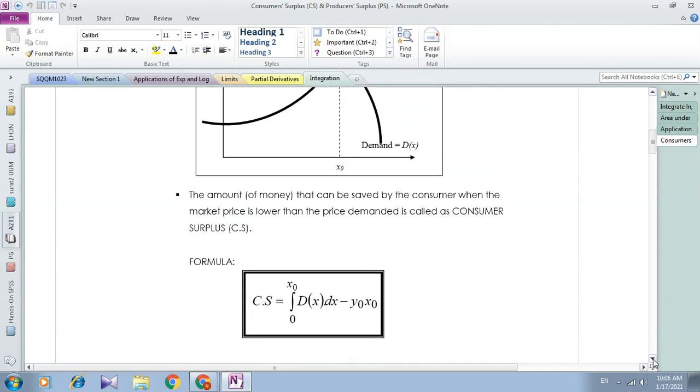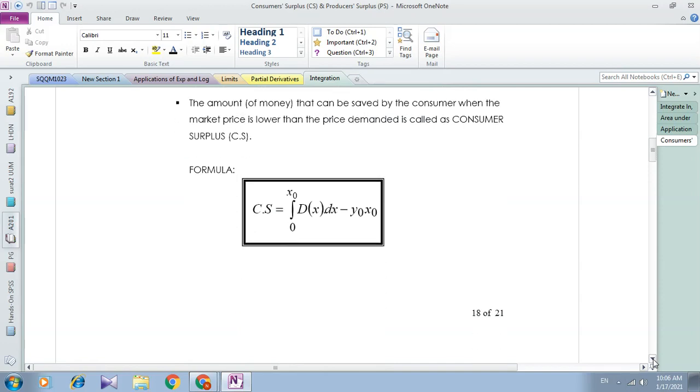All right, so first let's look at consumer surplus. So what is consumer surplus? You can read the definition here: the amount of money that can be saved by the consumer when the market price is lower than the price demanded. So that's consumer surplus.